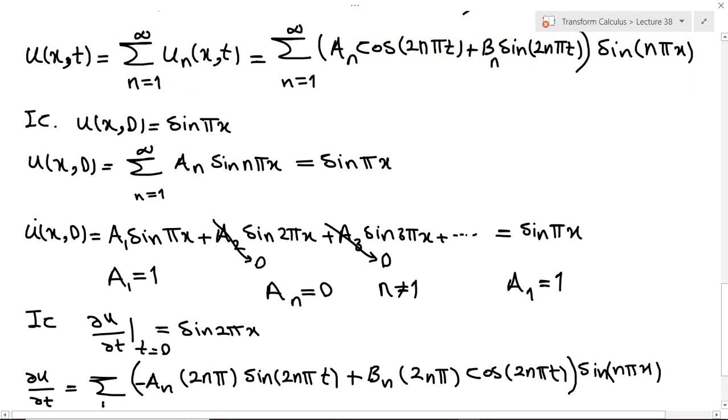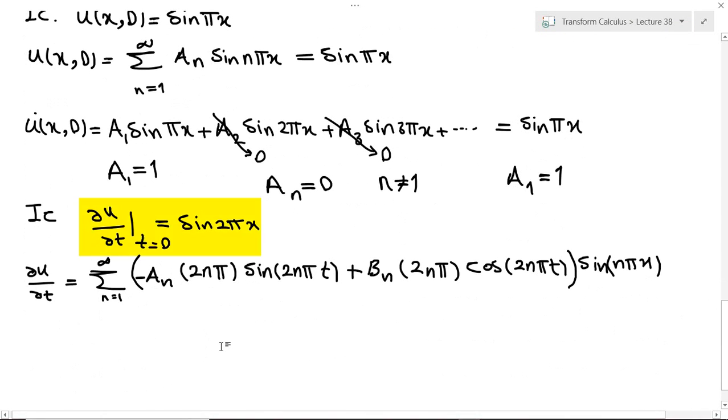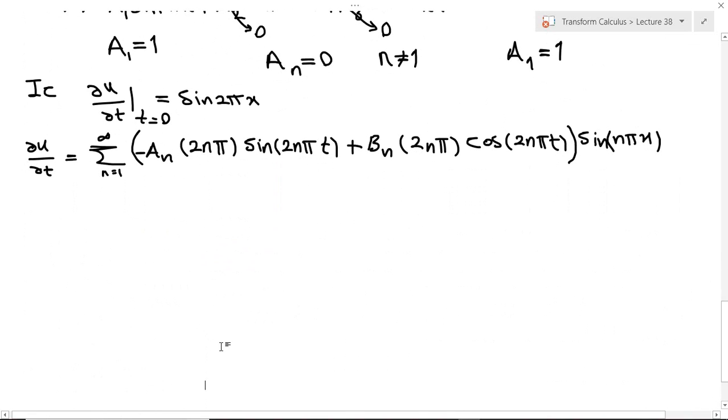N is from 1 to infinity. Based on the initial condition that we have here, the initial condition says that the derivative of u with respect to t at t equal to 0 should be equal to sine 2 pi x. Now I plug 0 in this equation.